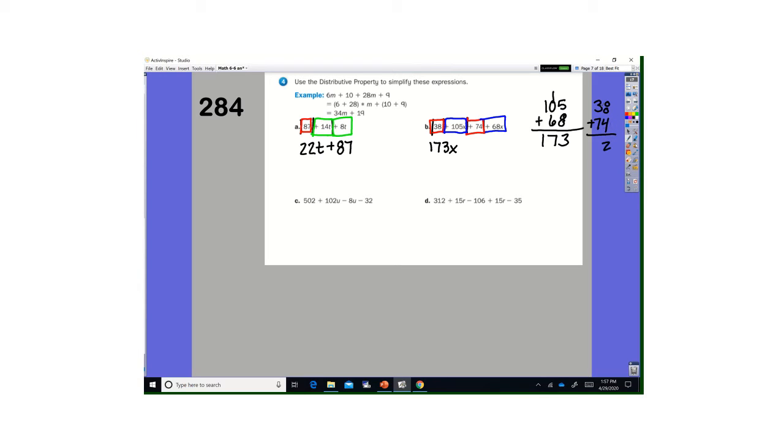8 plus 4 more gives me 12. 7 plus 3 is 10, plus 1 more is 11, plus 112. The reason I put a plus there is because this is a positive number. If it was negative, we'd put a negative number. C, we split this up.